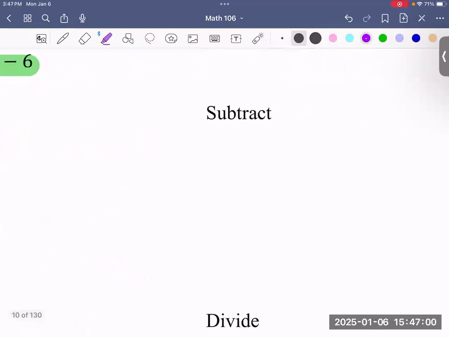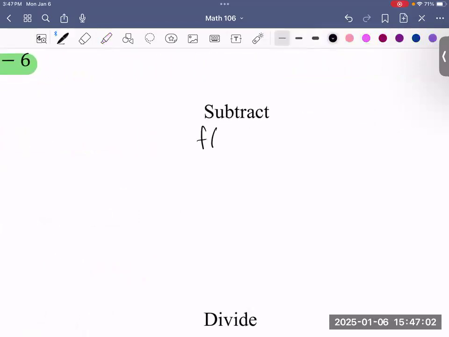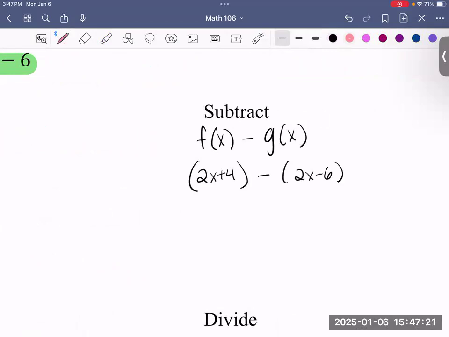Let's try it again. This time we have f of x, and let's subtract g of x. Now keep in mind, it will produce a different outcome if we do the opposite, g of x minus f of x. So again, we take your f of x, 2x plus 4, and we're going to subtract g of x, 2x minus 6. And when we distribute, we're going to go throughout the expression, and all we have to do is change each sign. So we have 2x plus 4 minus 2x, and it was a negative 6, now it's going to be a positive 6.